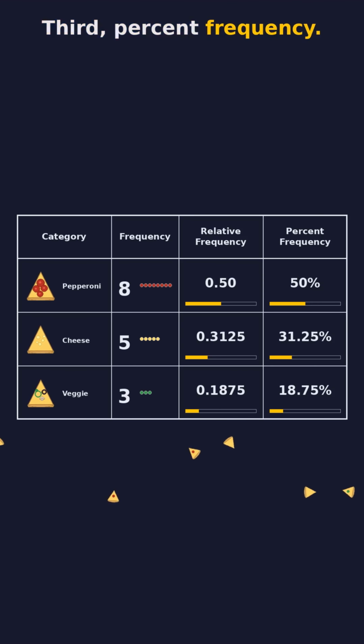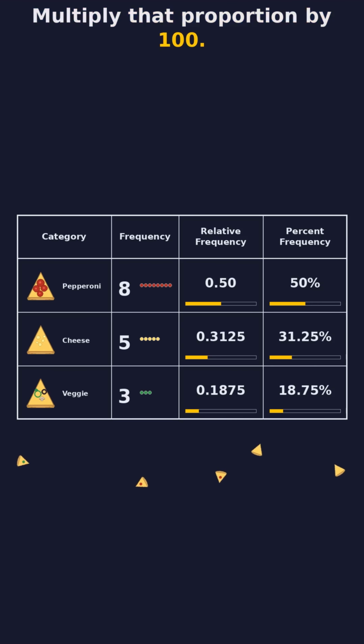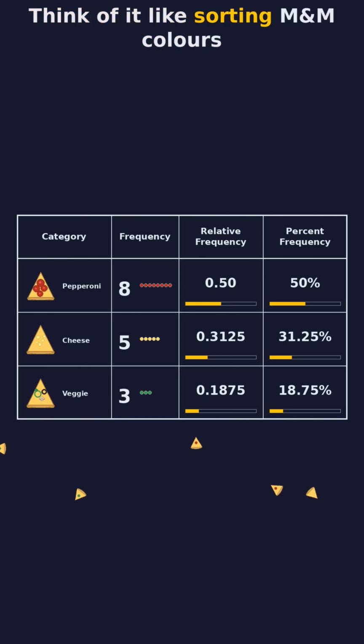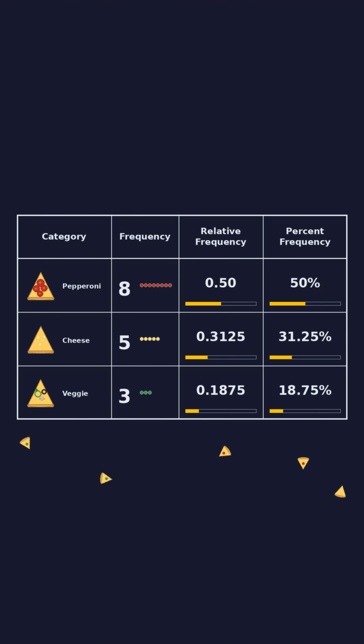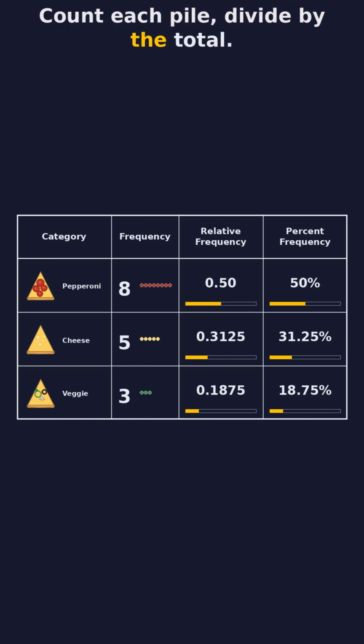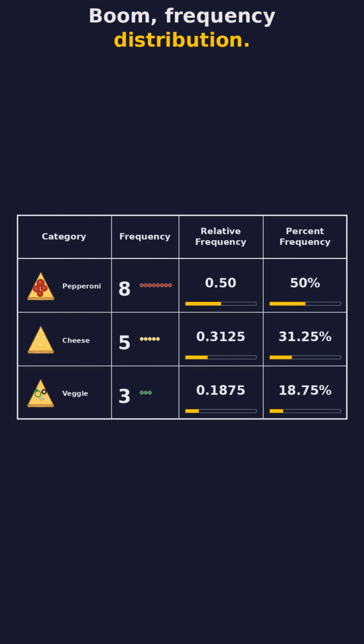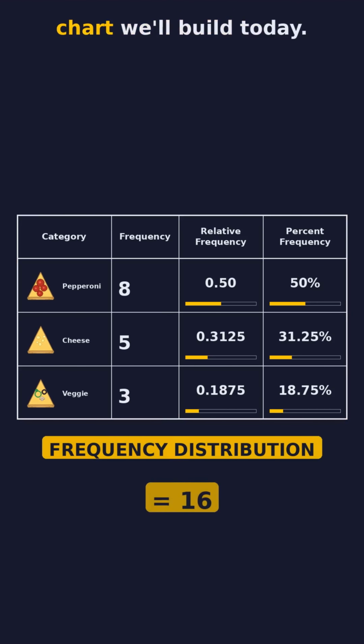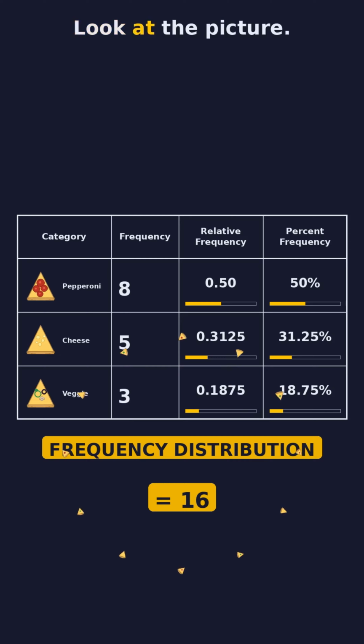Third, percent frequency. Multiply that proportion by 100. Pepperoni, 53%. Think of it like sorting M&M colors into little piles. Count each pile, divide by the total. Boom, frequency distribution. That table is the backbone of almost every chart we'll build today. Look at the picture. It starts right here.